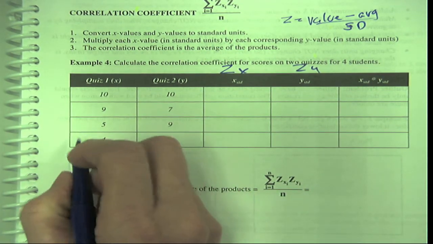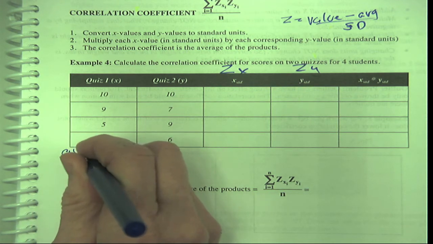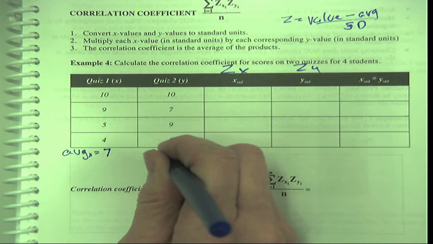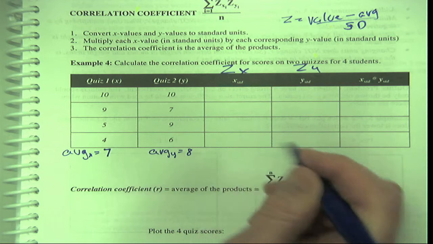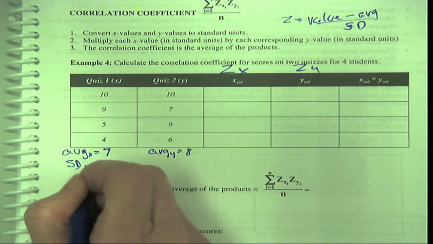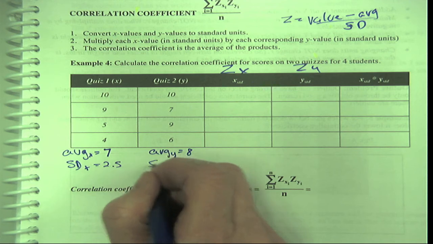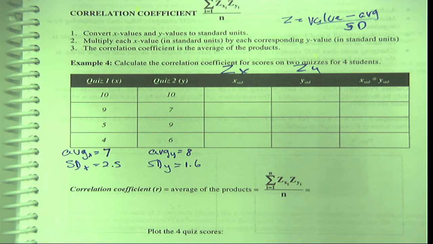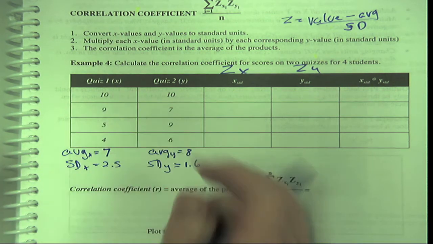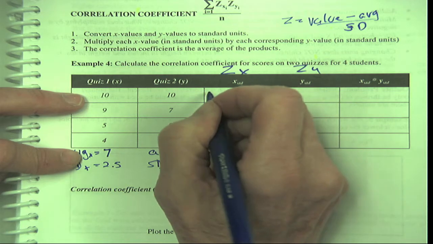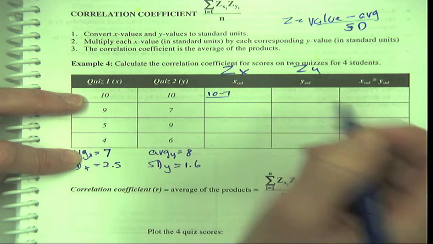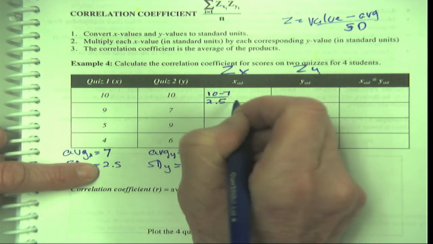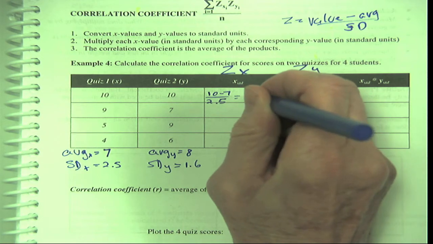All right, so the average of x here is equal to 7, and it has a different average here. Average of y is equal to 8, and the standard deviations are different too. This one is 2.5, and this one is 1.6. That's what you need. All right, now we can do it. So for the first one, we'll say, okay, 10 minus 7, right here. Our z-score is 10 minus 7. It's 3 points above, and we divide by its standard deviation, and this is 1.2.